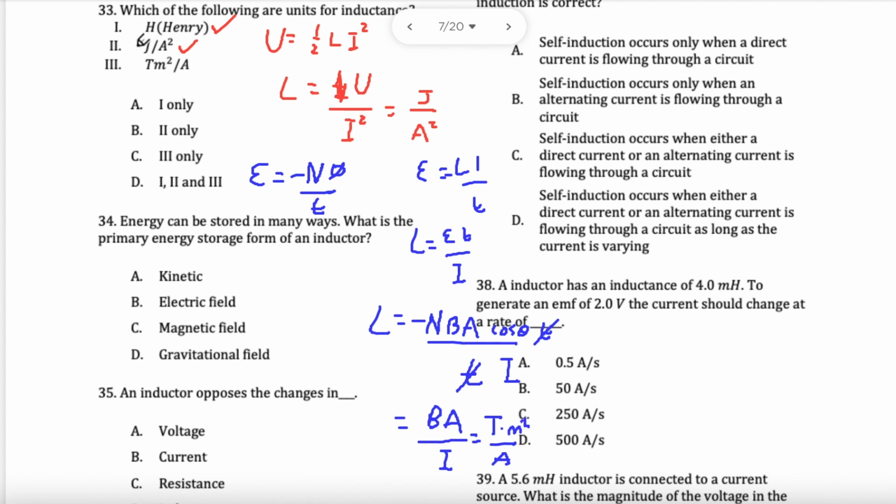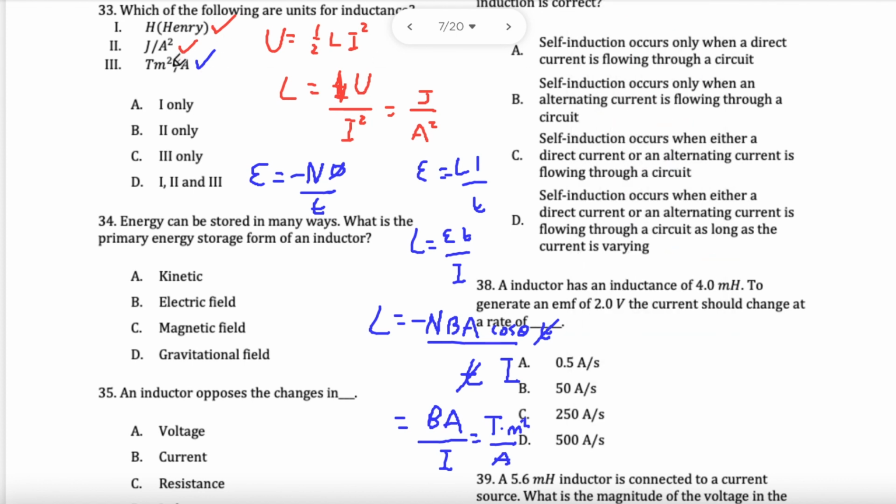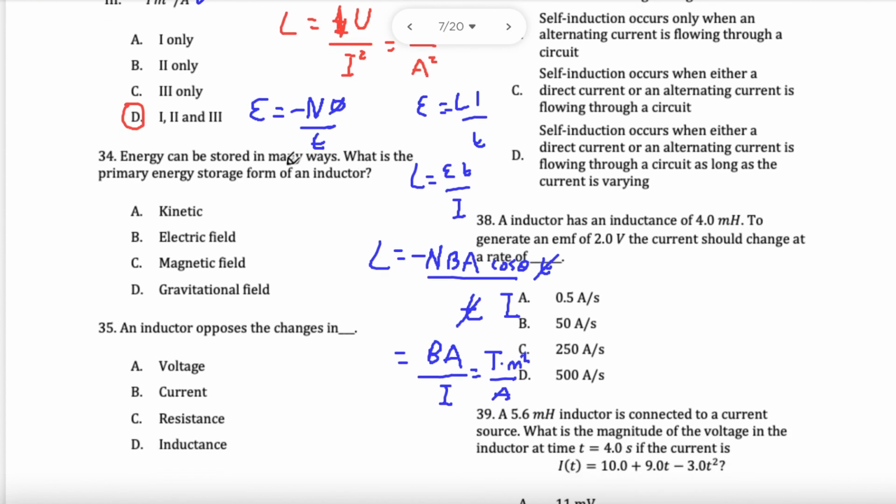Tm squared over A. Tm squared over A. That's correct. I don't like the fact that I changed the color. Let's go back to red, the good teacher's color. All 3 are correct. Very nice. So energy can be stored in many ways.